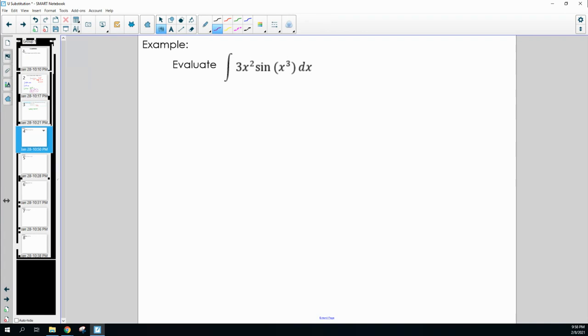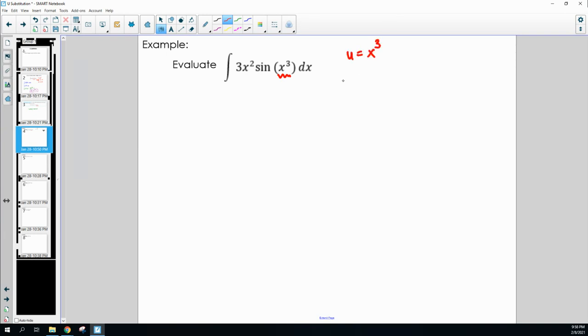Okay, so we have the integral of 3x squared sine of x cubed dx. We want to look for our innermost function, which is x cubed. If you're not sure what your innermost function is, you can pick something to be your innermost function and then take the derivative. If you don't see the derivative there, then you picked the wrong u. So here, u is x cubed.